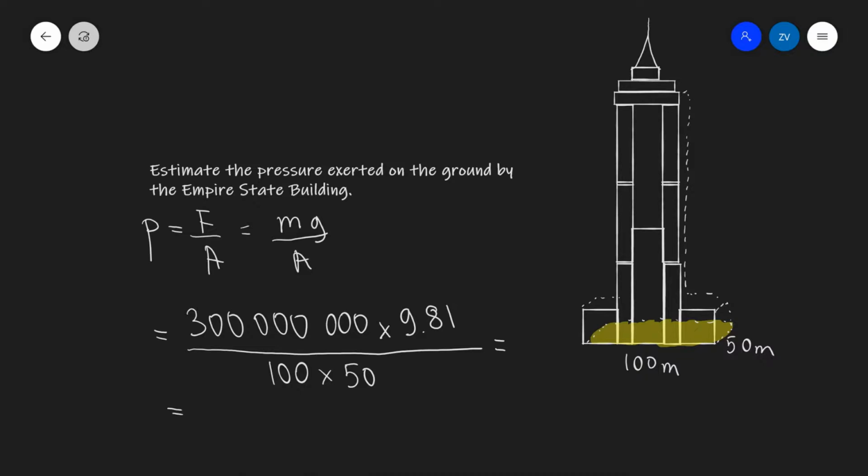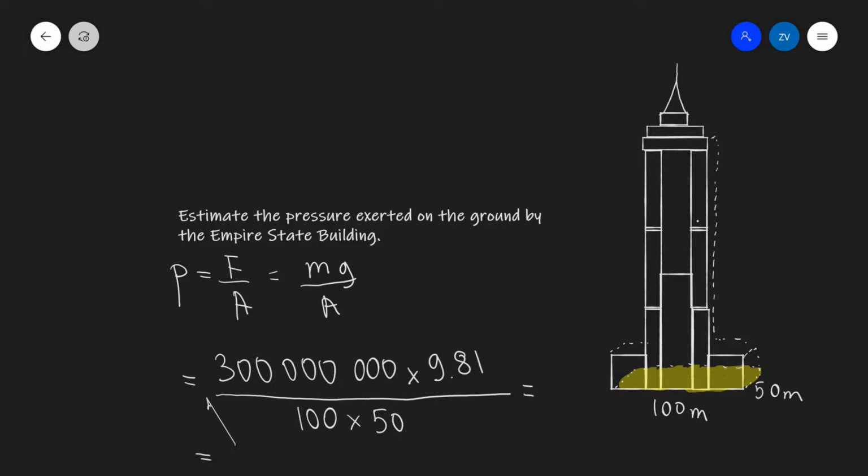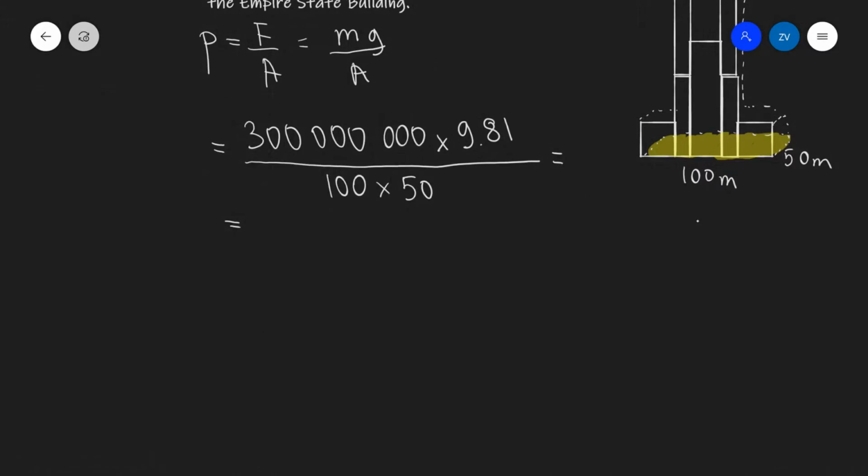And let's put this into a scientific calculator. And if I input these values correctly into my calculator, I'm going to get 5.9 times 10 to the power of 5 pascals. So this over here is an estimate for the pressure exerted on the ground by the Empire State Building.